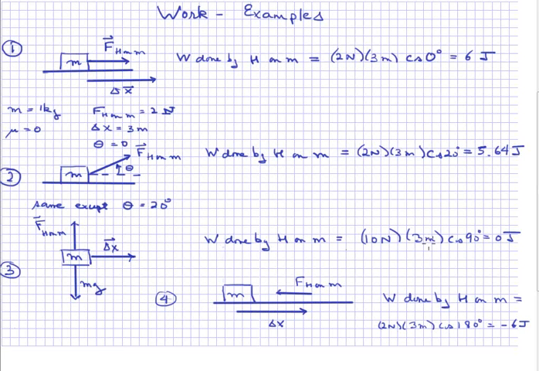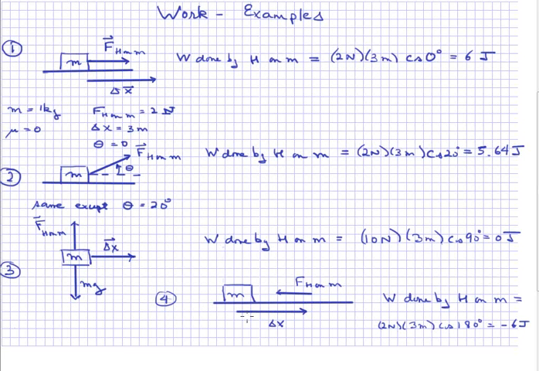The displacement is 3 meters. The angle between F of h on m and the displacement is now 90 degrees. Cosine of 90 is 0. No work is being done by the hand on the mass, by the definition of work.